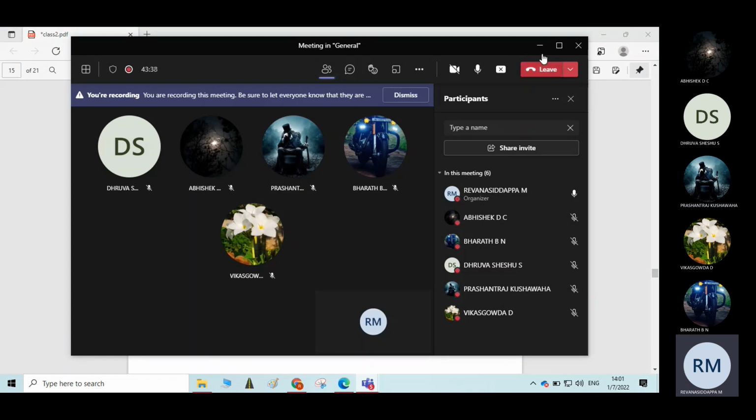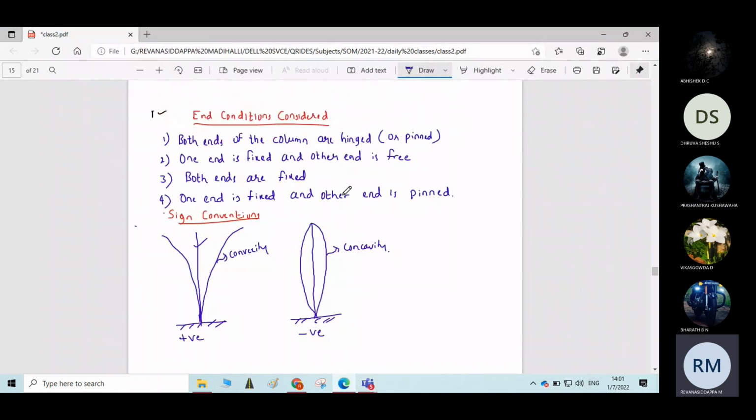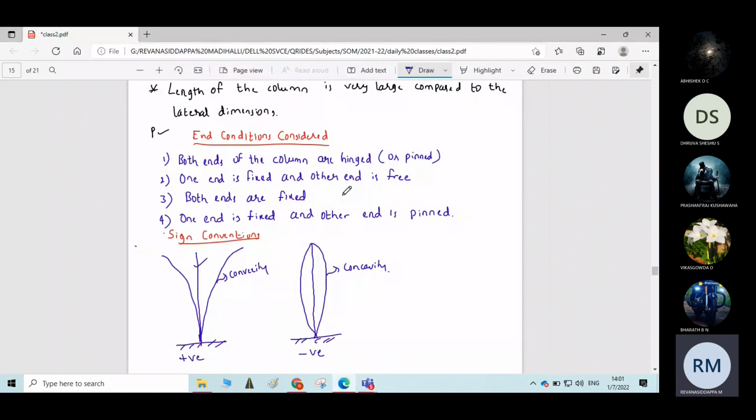Now we will move on to the first derivation. The first derivation is with the end condition that both ends of the column are hinged. We will take this condition and derive the equation for buckling load.